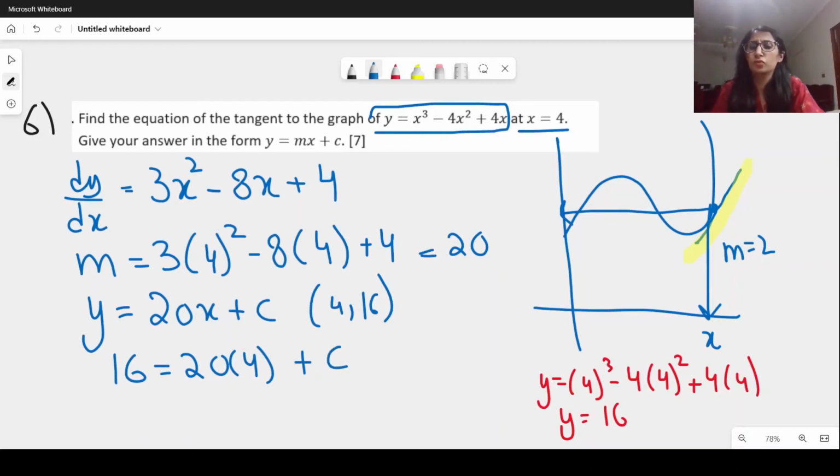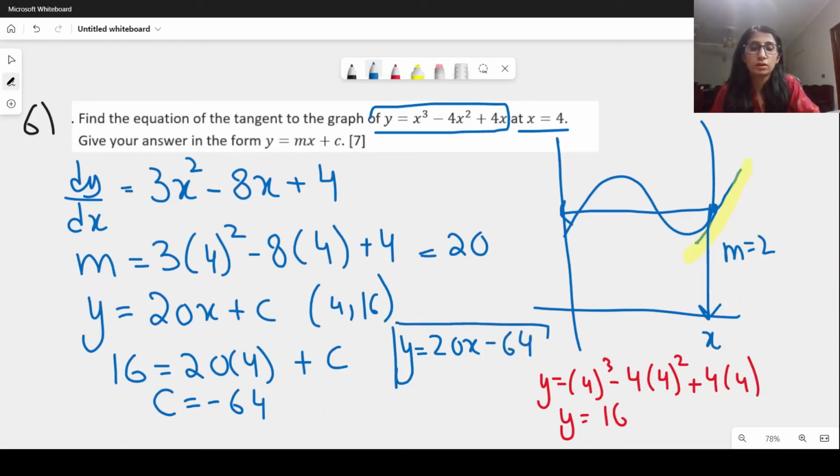This is more of coordinate geometry. 16 minus 20 times 4 is minus 64. So c comes out to be minus 64. So the equation of the tangent is y equals 20x minus 64. So this question was part derivative and part coordinate geometry.